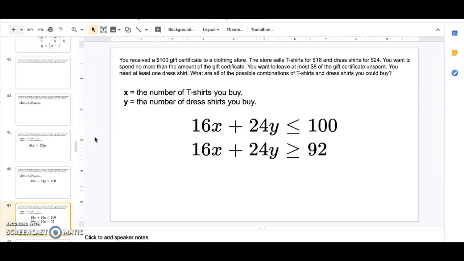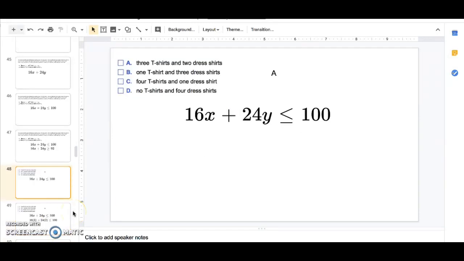Okay, so now what we're going to need to do is substitute each of our combinations into each of these inequalities to see what gives us true inequalities. So now I need to substitute in all of my combinations for each pair of inequalities to see if it makes them both true.